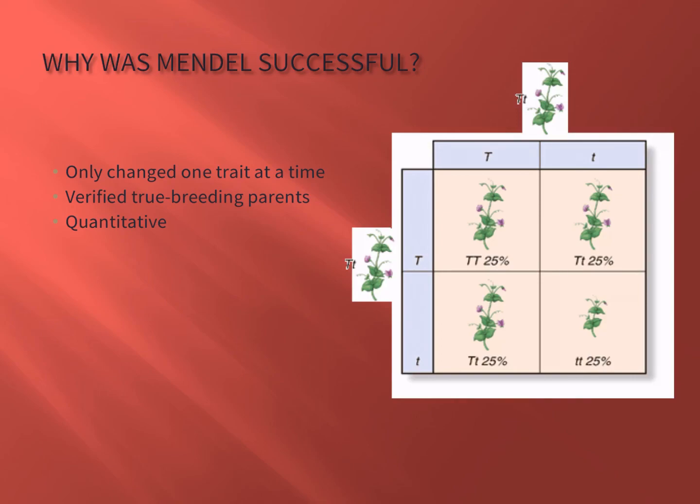And then this was all very quantitative. He could count it all. He could see it very easily and calculate how many plants exhibited X trait and how many plants exhibited this other trait. And so it was quantifiable. He controlled it because there's only 1 variable at a time, and he started with the purest forms of the plants.